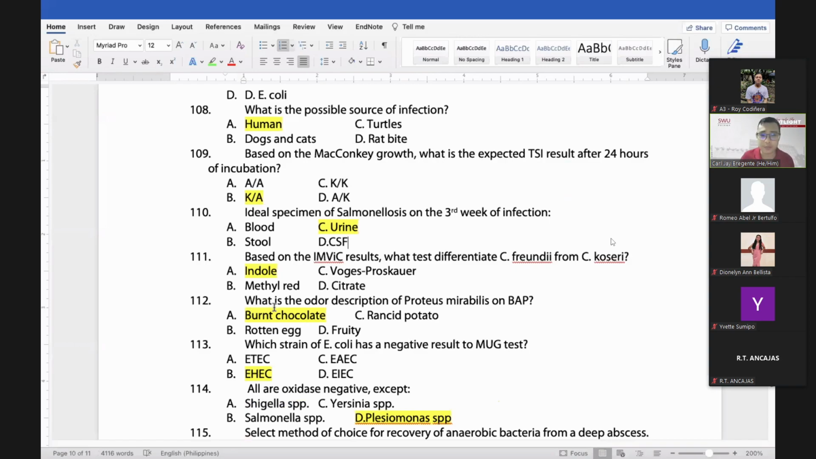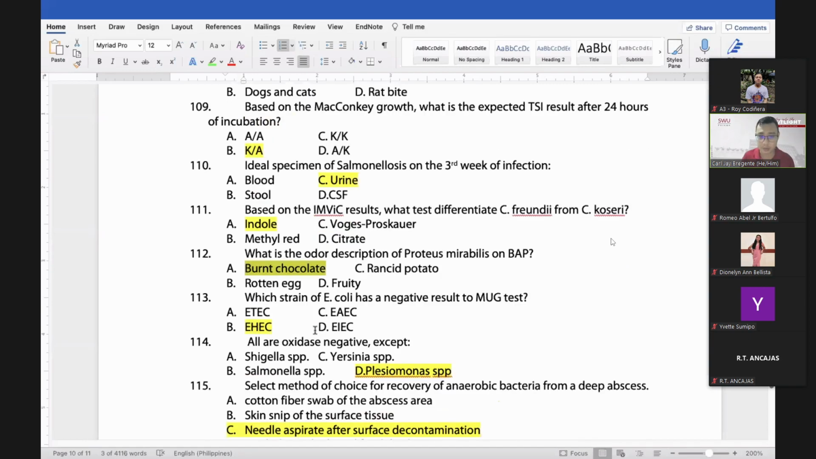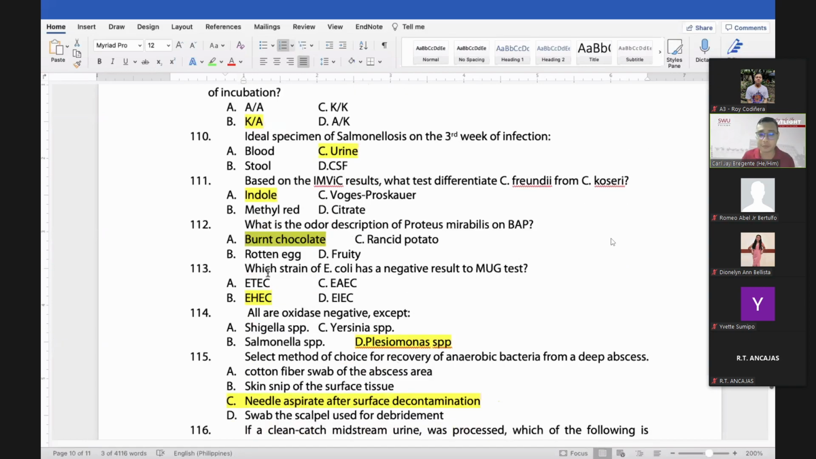What is the other description of Proteus mirabilis on BAP? So you know this, diba? From the case, the odor of Proteus is burnt chocolate odor. 113, which strain of E. coli has negative results to MUG test? The answer is EHEC strain.